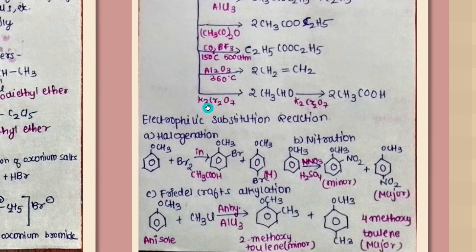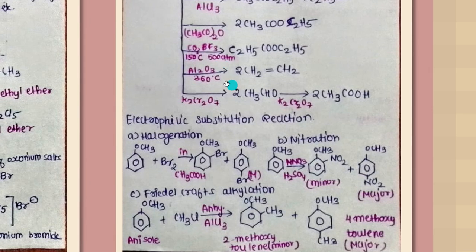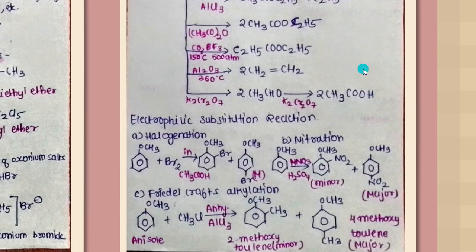Reacting diethyl ether with K2Cr2O7 means oxidation, right? Ethers on oxidation will give me aldehyde, 2 moles of CH3CHO, which on further oxidation will give me 2 moles of carboxylic acid, that is CH3COOH. Now coming to electrophilic substitution reactions.